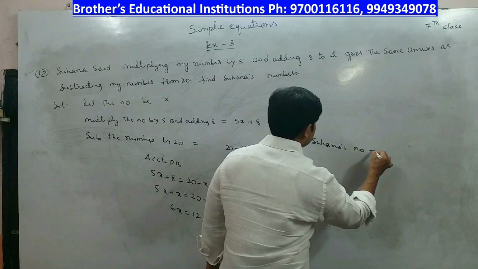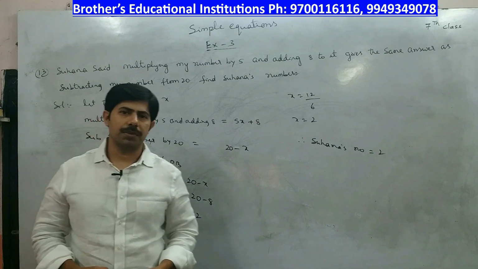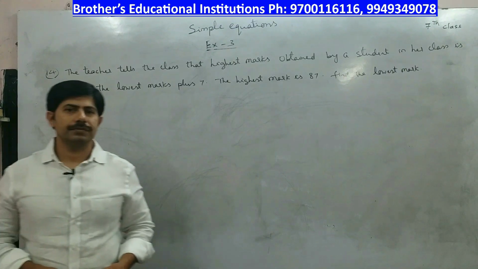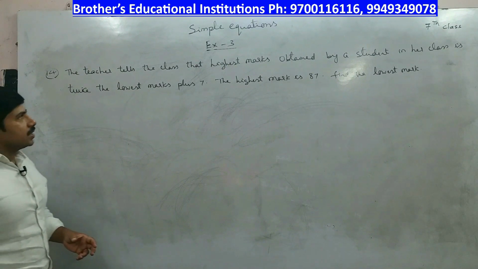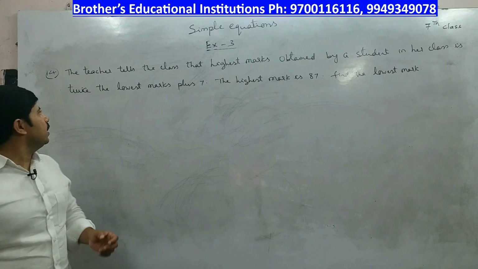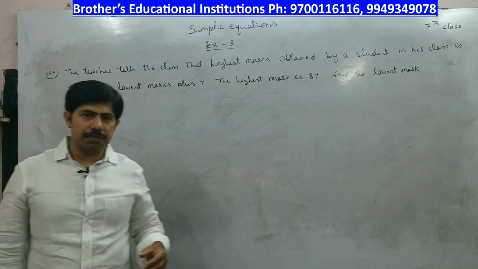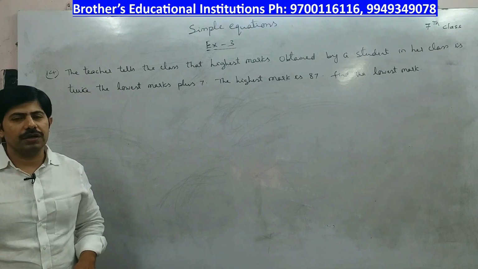Suhana's number is nothing but 2. Okay, so this is completed. Next question. The teacher tells the class that the highest marks obtained by a student in her class is twice the lowest marks plus 7, and the highest marks is given as 87. You have to find the lowest marks.